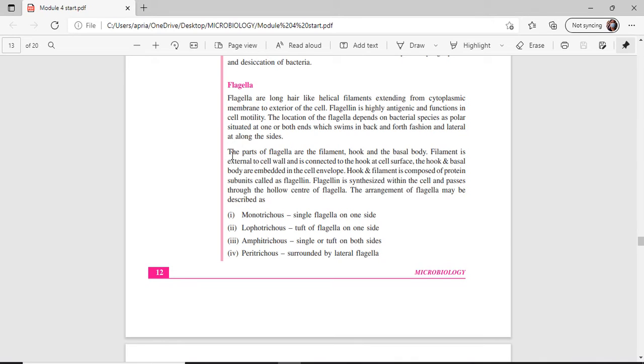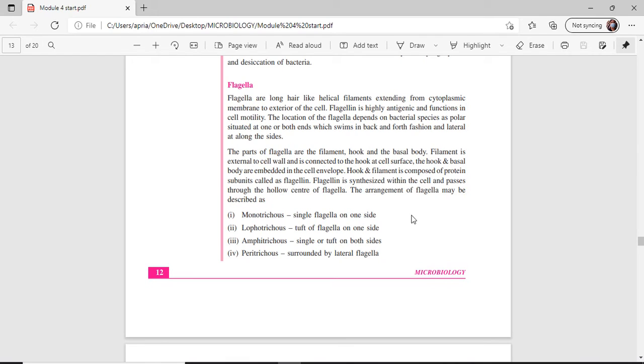Okay? The parts of your flagella are the filament, ang hook, and the basal body. Okay, the filament is external to the cell wall and it's connected to the hook at the surface. Then the hook and the basal body are embedded in the cell envelope. Your hook and filament are composed of protein subunits called your flagellin. Okay, your flagellin is synthesized within the cell and passes through the hollow center of your flagella para mas ma-extend ya pa or paano sa patubuon.